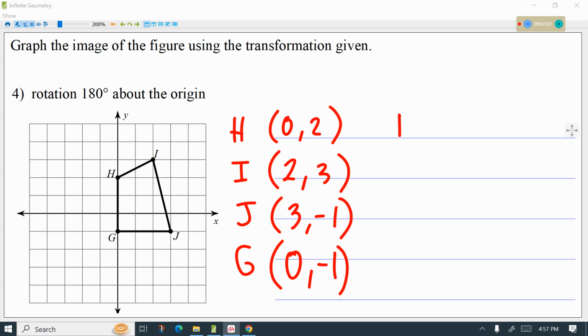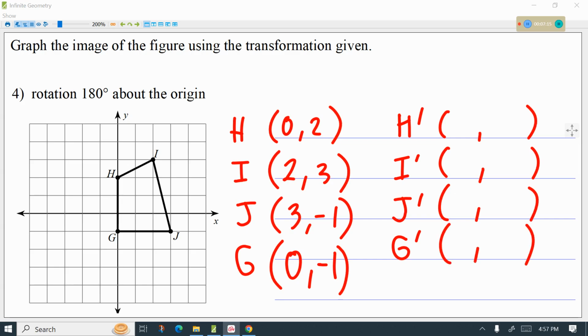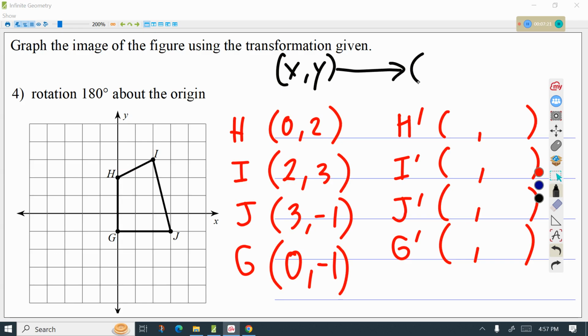Okay, so now let's get H prime, I prime, J prime, and G prime. Well, we know that we're doing a 180-degree rotation. So I'm going to write the arrow notation one more time so you guys see it. And it just means to change the sign of the x and y values. So 0 turns into negative 0, which stays the same, but 2 turns into negative 2. The positive 2 turns into negative 2, positive 3 turns into negative 3.